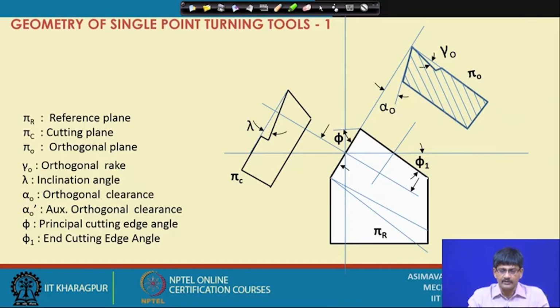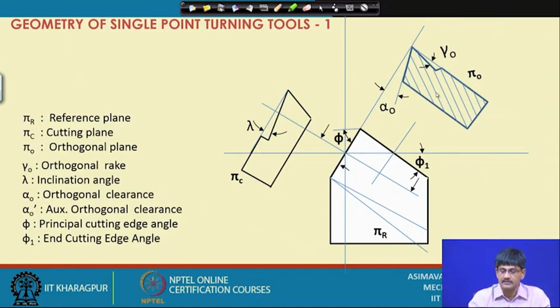First of all, if you look at this figure, this is the cutting edge. Once again, this is the cutting edge. Where is the cutting plane? The cutting plane is appearing as a line here. As it is a vertical plane, it cannot be seen from the top. But here it is appearing as this is the trace of the cutting plane.